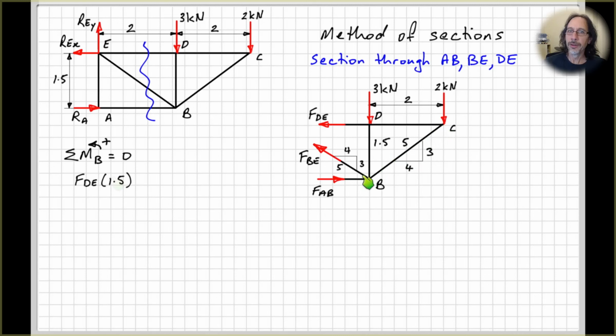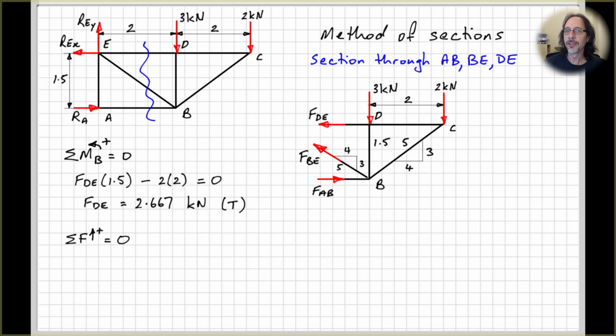Let's do our equation of equilibrium. So we have FDE times its perpendicular distance to B. So that's 1.5 here. And then we have our 2 kilonewton force out here, tending to rotate clockwise about point B at a perpendicular distance of 2. Because it's clockwise, it's negative, whereas our force from FDE was anti-clockwise, so it was positive. All equal to 0. Rearrange the equation and solve for FDE. As I mentioned, that's in tension.